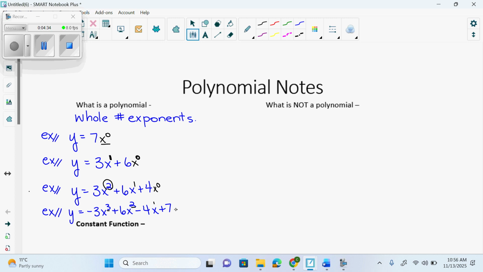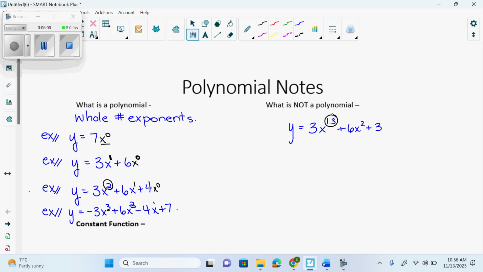What is not a polynomial? What's not a polynomial is one that has an exponent that is not a whole number. So an example could be like y equals 3x to the 1.3. That would not be a whole number exponent, right? And I could add everything else to it. It'd still be 6x squared plus 3. That's all fine, but the 1.3 immediately crushes this because that's not a whole number. Yeah?